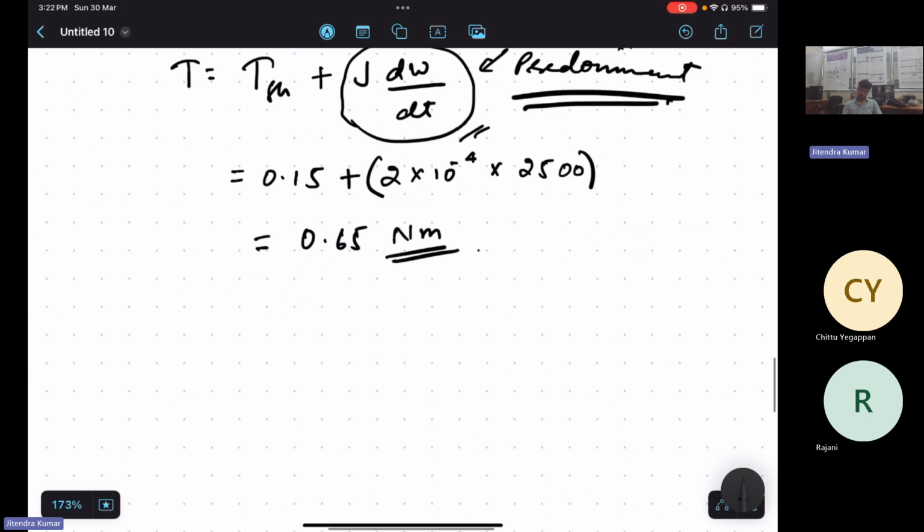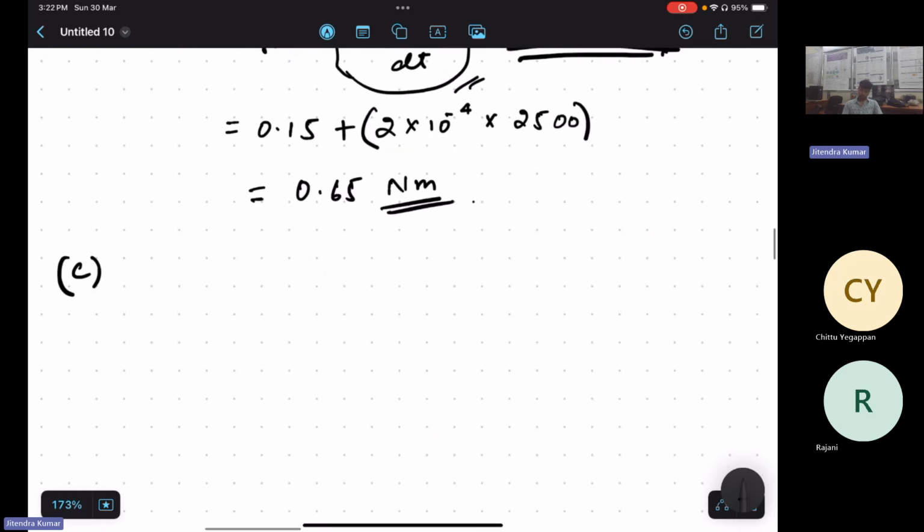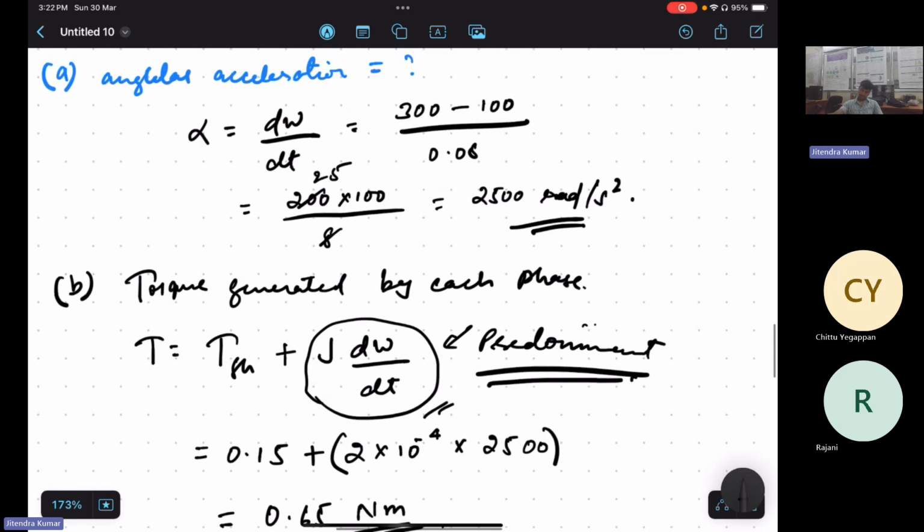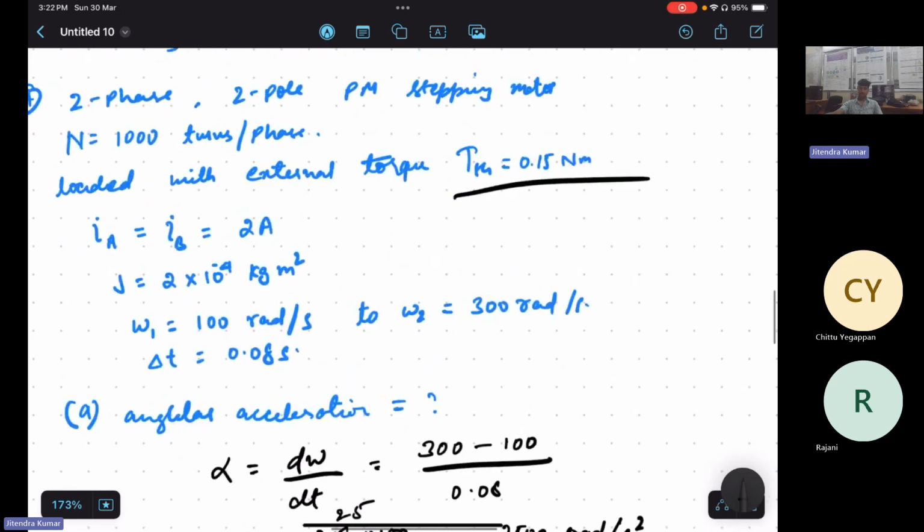Now, the third part is to find out the peak flux per pole pair. So let me show you the statement again.